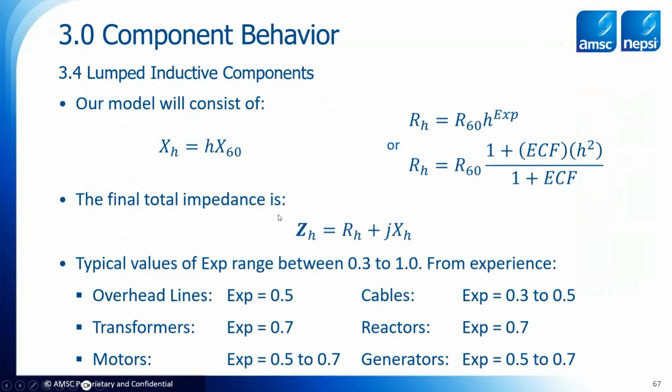The final total impedance is very simply Z equals R plus JX. And again, R is here, and these are some typical values that you can utilize for your work. I find that for overhead lines, 0.5, transformers, 0.7, motors, anywhere between here and here, cables, reactors, generators. So you can see everything is about in this 0.5 to 1-ish category, sometimes as low as 0.3.